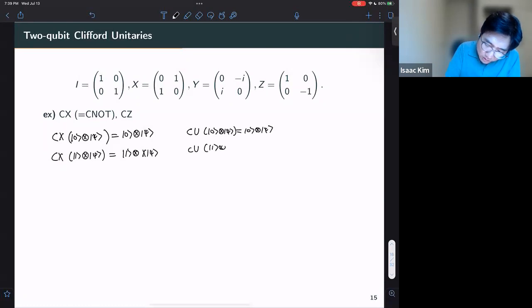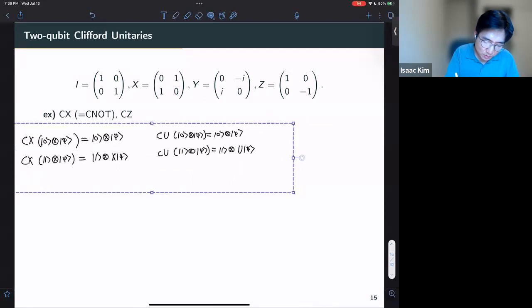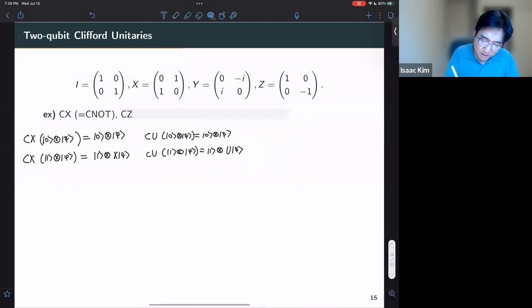But if the state of the first qubit is 1, as you see here, then I apply the unitary U to the second qubit. Okay. So that's the rule. And for completeness, I will also just write down CZ. Like this.